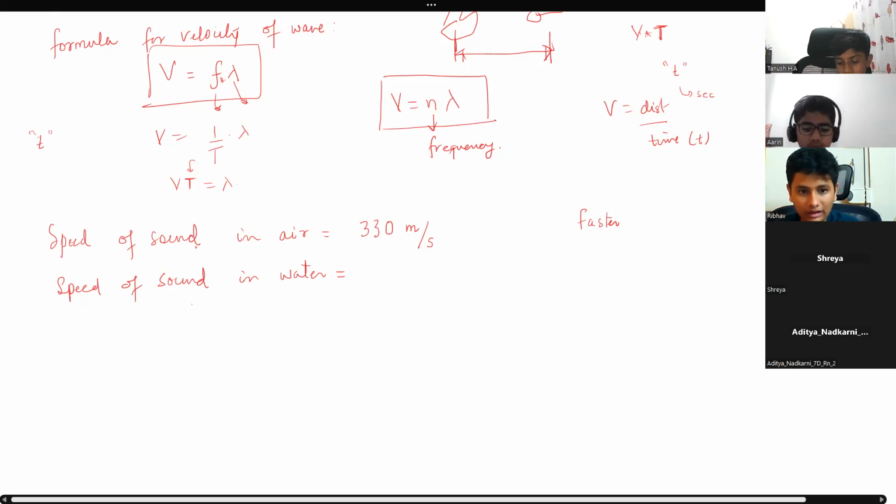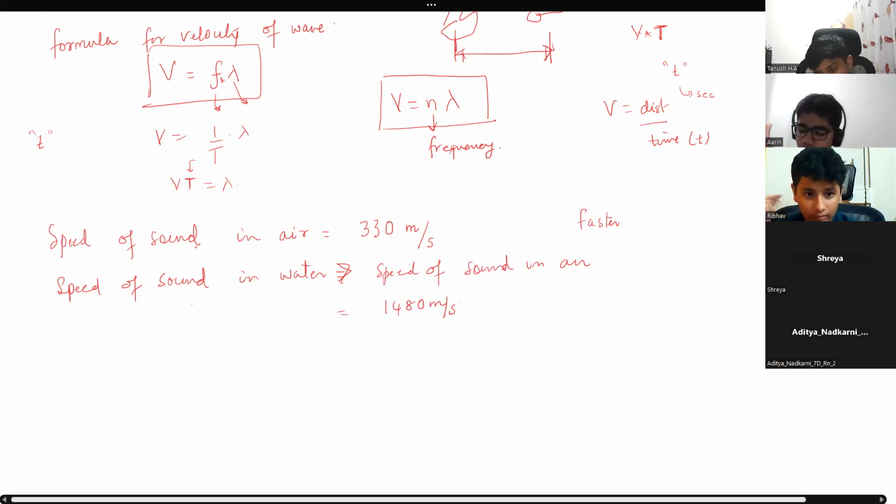Whereas in water, the molecules are more densely packed than in air, isn't it? So it's easy to transfer the energy from one vibration to the next. Because of that, the speed of sound in water is greater than the speed of sound in air. Are you following this, guys? In fact, its speed is approximately 1480 meters per second in water.